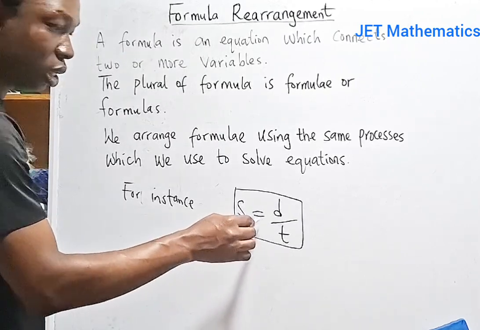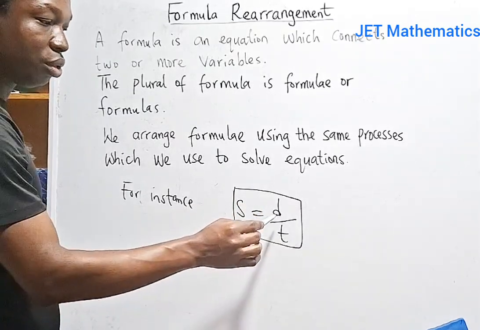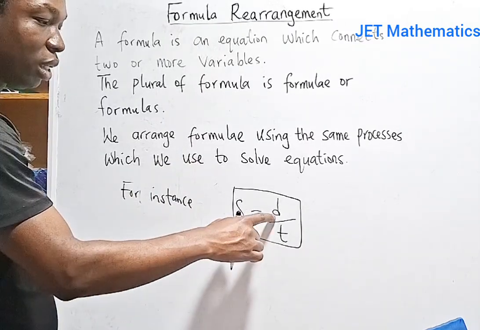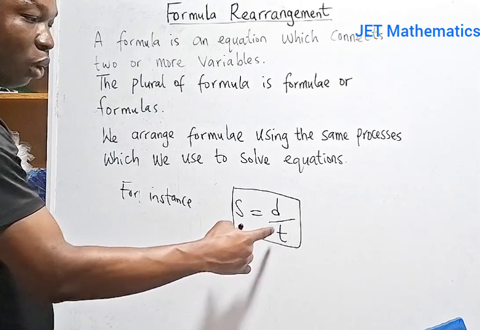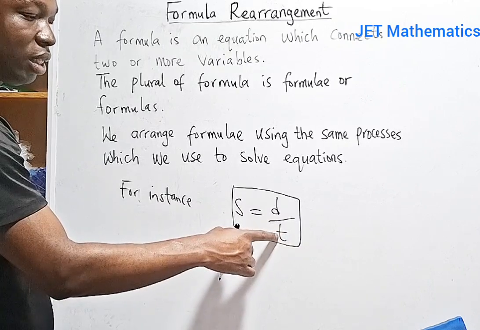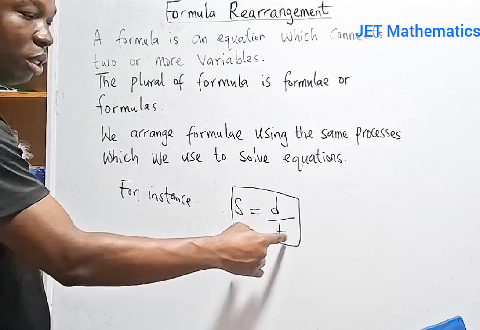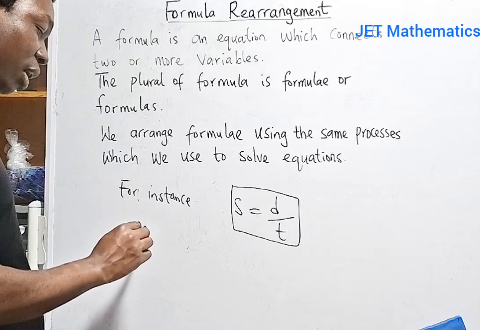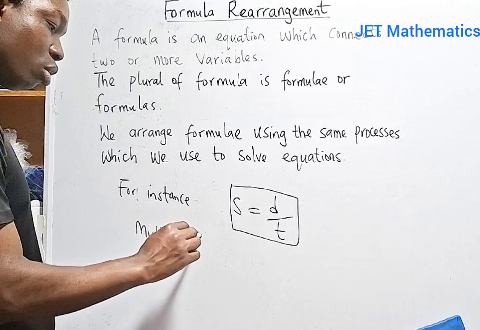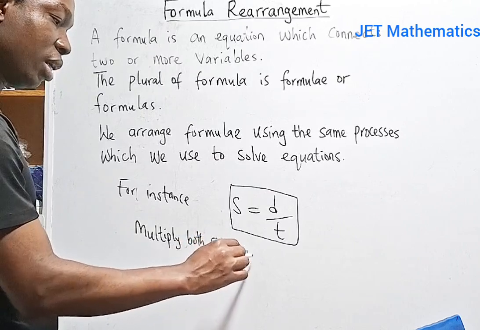For the formula we have here on the board, let's make D the subject of the formula. To make D the subject in this case, since D is divided by T here, we'll multiply both sides by T to eliminate T.